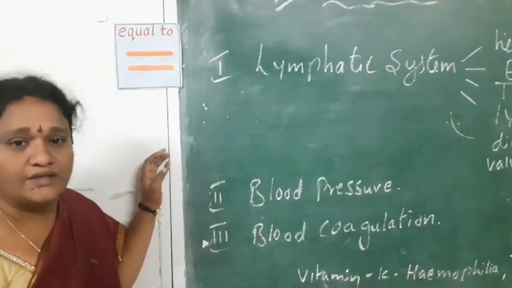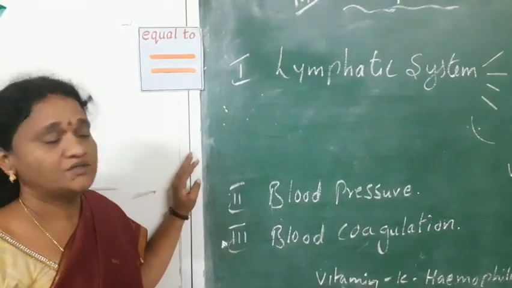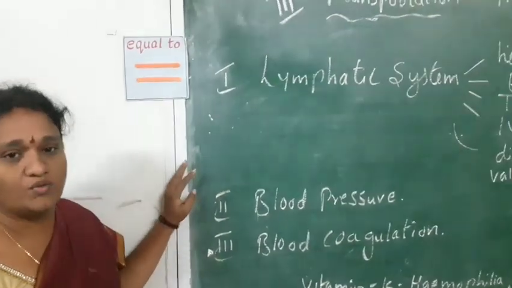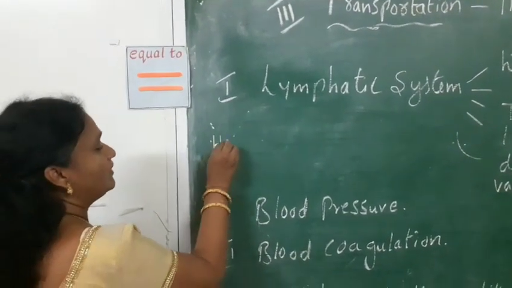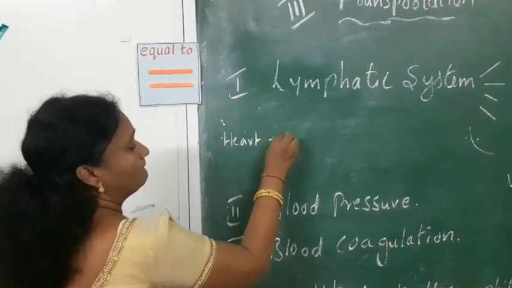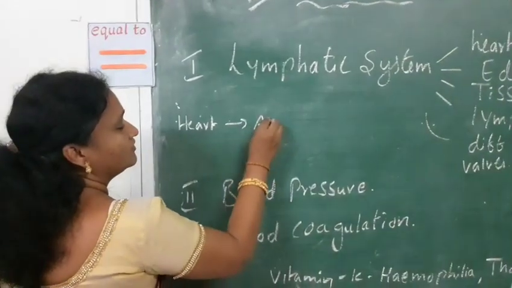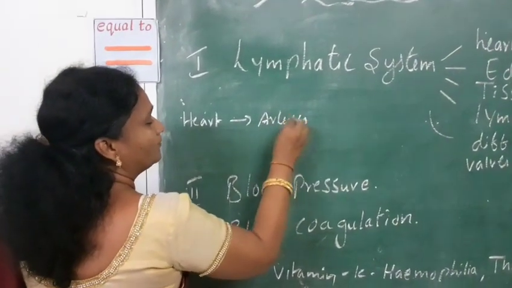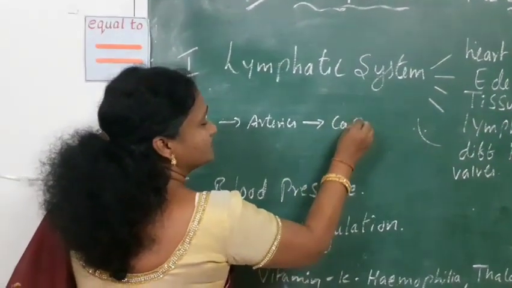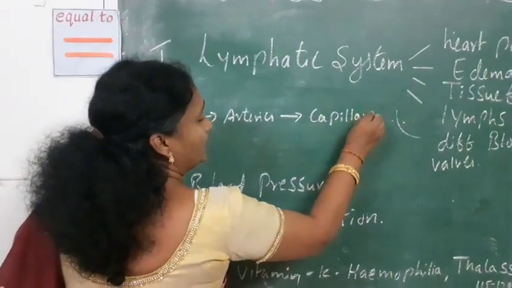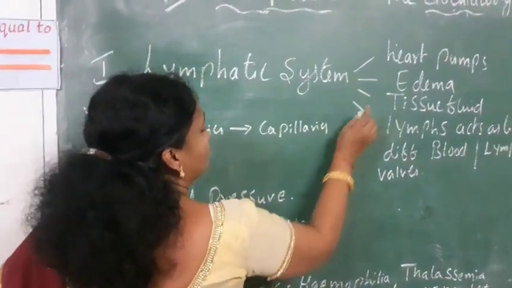We have the arterial system and venous system. The another important system present in our body is the lymphatic system. You know that the heart pumps the blood into the arteries. From the arteries the blood goes to the capillaries. From the capillaries the blood goes to the cells.